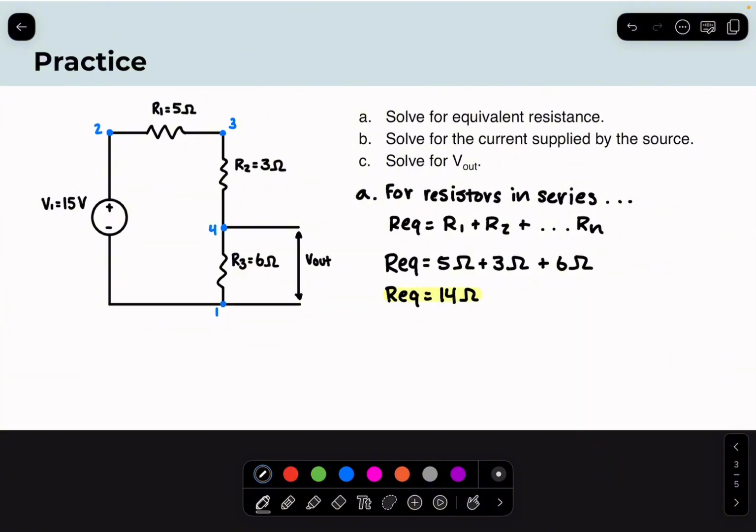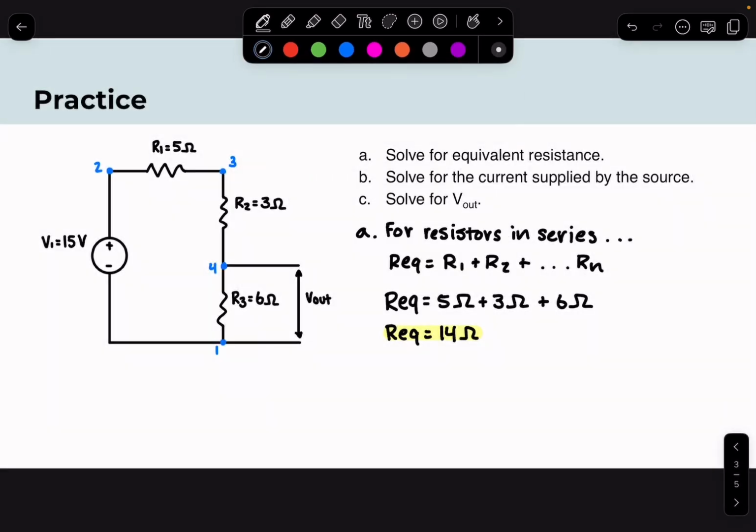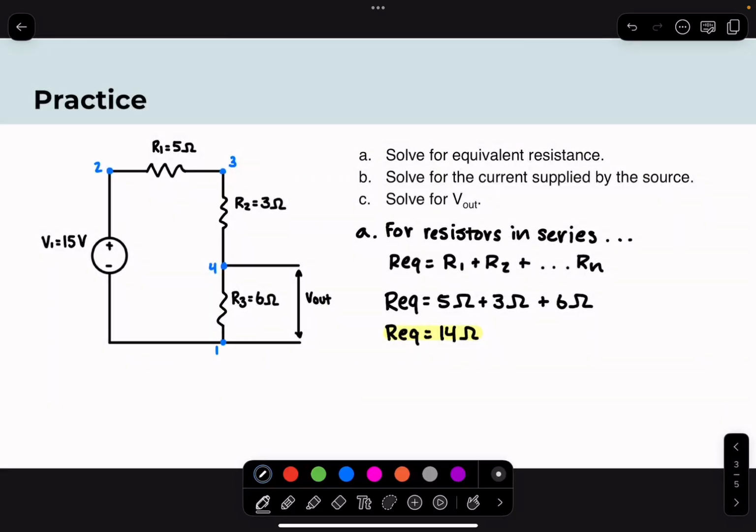Next, we'll move on to part B, solving for current supplied by the source. We'll start with Kirchhoff's voltage law. So for this closed loop, the voltage in must be equal to the voltage out. So the voltage from node 1 to 2 minus the voltage from 2 to 3, because remember voltage drops across a resistor, minus voltage 3, 4, and minus the voltage from node 4 to node 1 is going to be equal to 0.